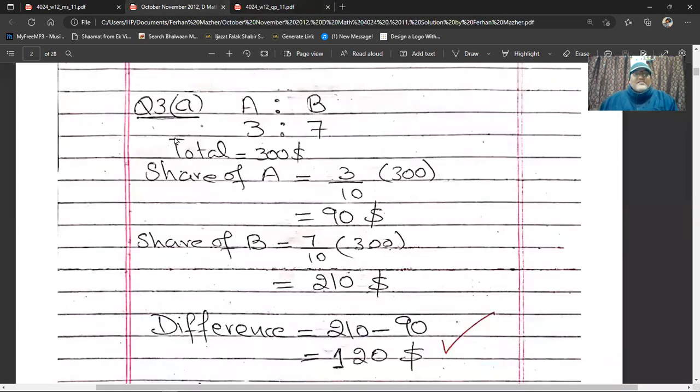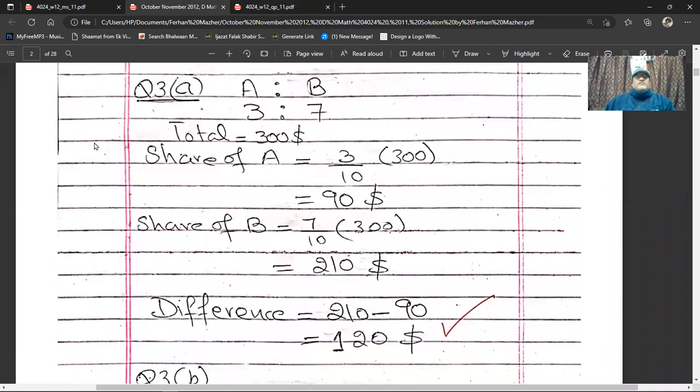So you will have, look at here, the solution, A ratio B, Alice ratio Brenda, that's 3:7. The total money to be divided is $300. So the share of the A will be its ratio divided by the sum of ratio, multiply the total money. So the answer will be $90. So the share of the Alice will be $90.